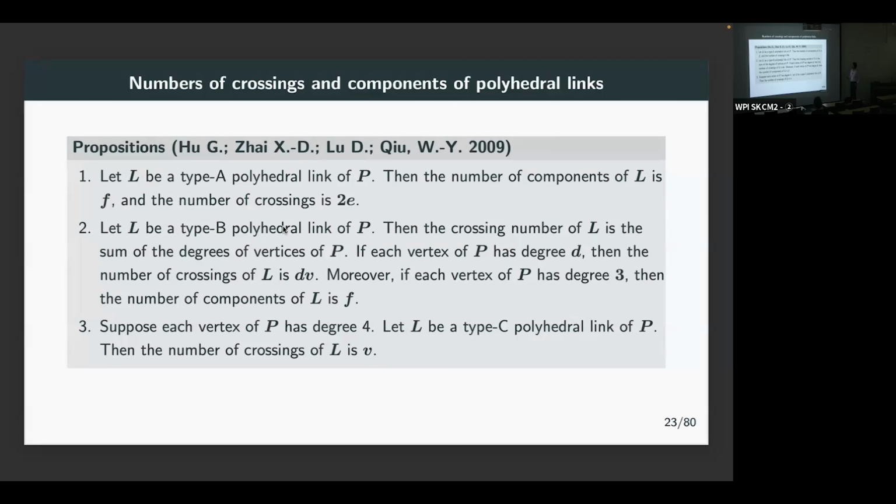And if you make a type A polyhedral link, then the number of the components, that is the number of the links, is the number of the faces of the polyhedron. And also the crossing number is 2 times the number of the edges. So if you know the construction, we know all the information of the number of the rings and also the crossing number.